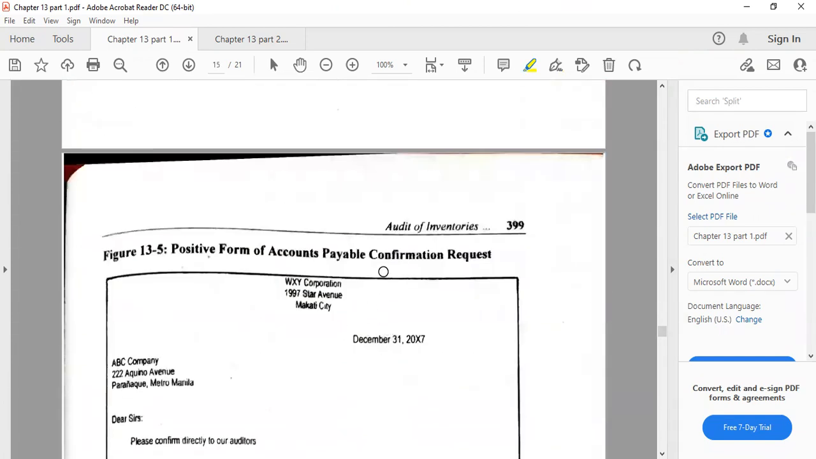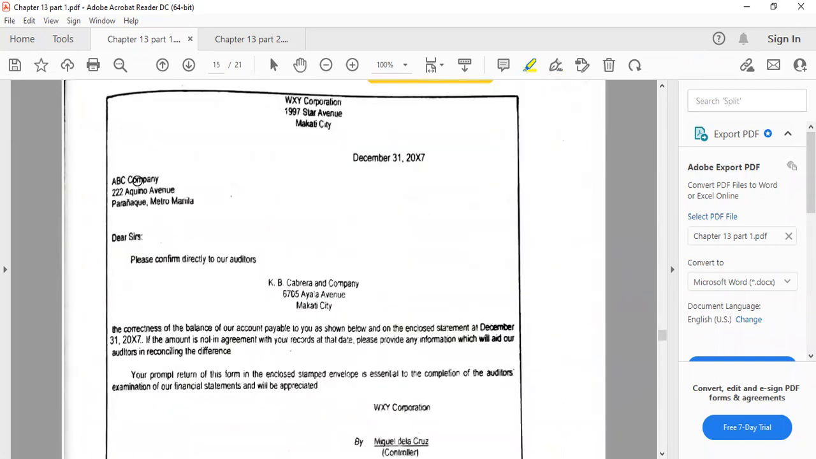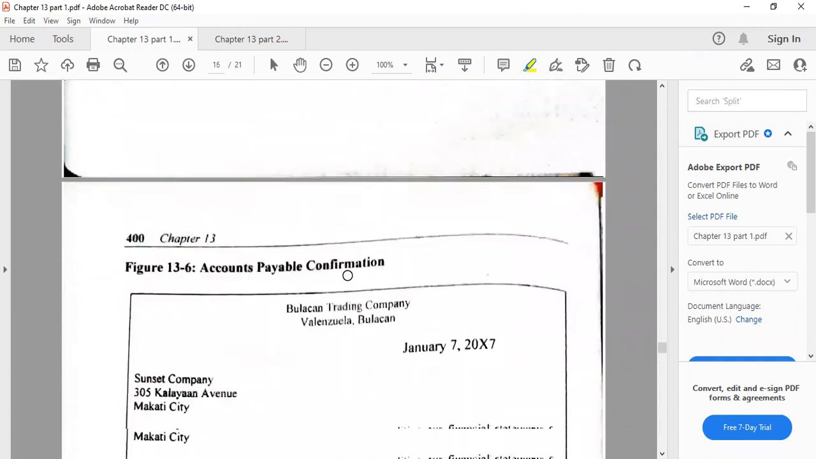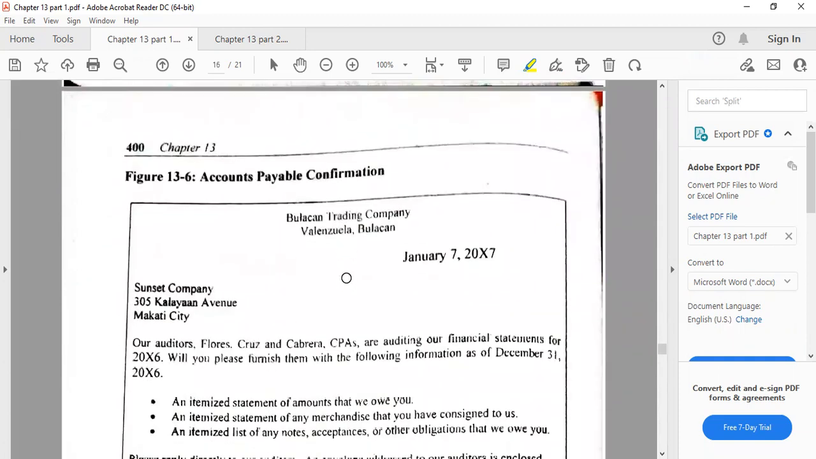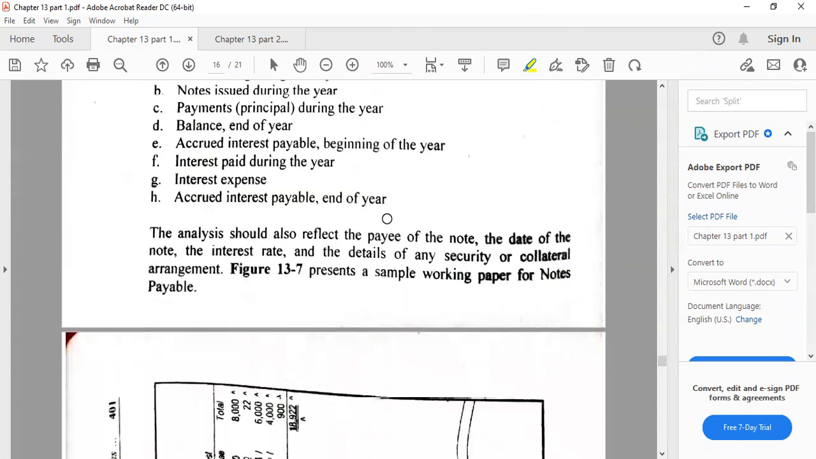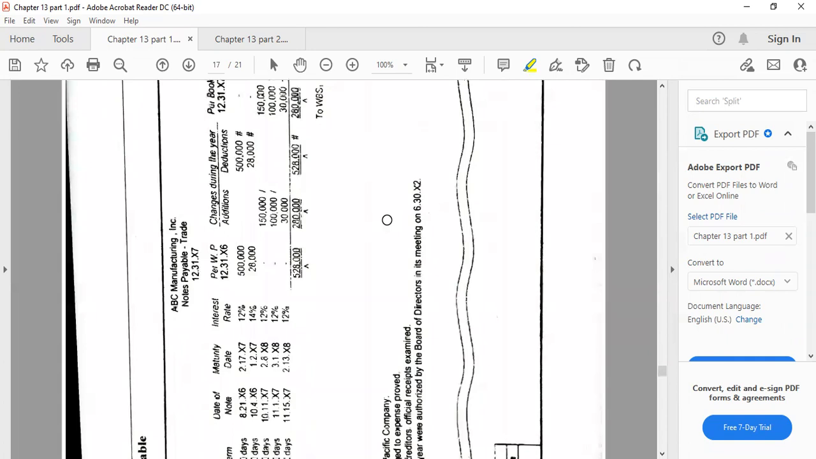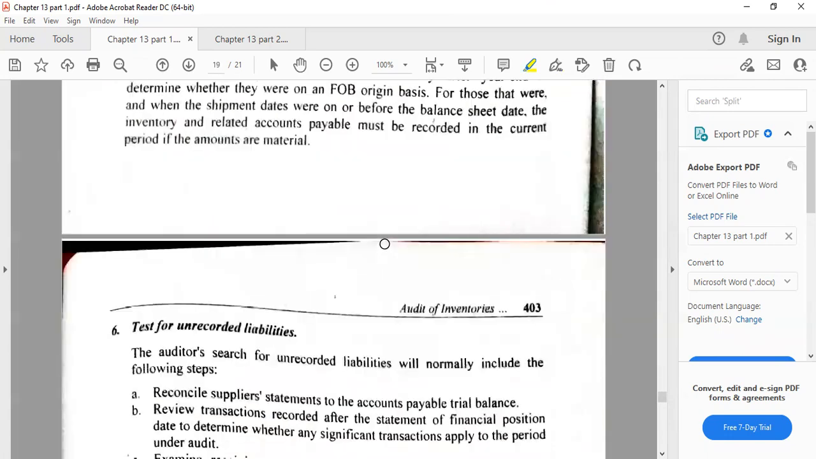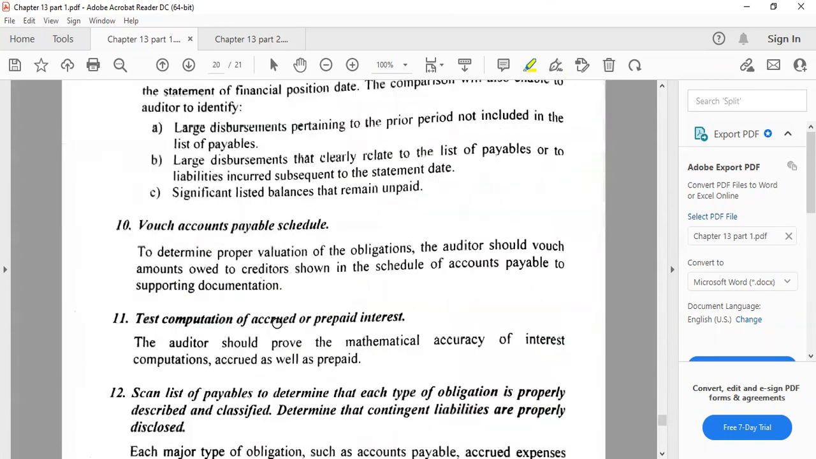Okay, so this is an example of a confirmation letter or confirmation request na. Oh, ABC ka, dear sir, please confirm directly to our auditors mo ni atong auditors kunuhay the correctness of the balance of our accounts payable to you as shown below on the enclosed statement. So nakabutang diri. And then this is an example of an accounts payable confirmation. Okay. So manataan na.